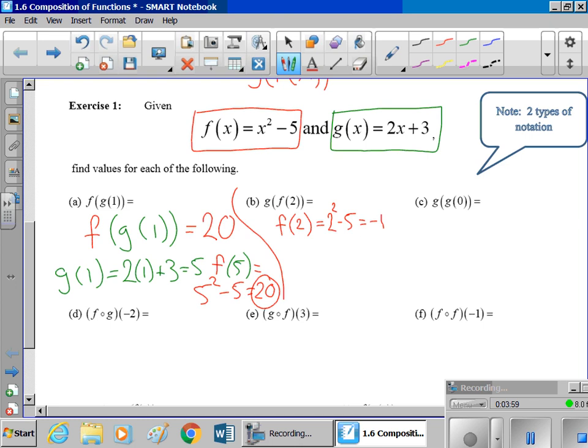Now we're going to take our negative 1 and plug that into our g. So we're going to have g of negative 1, which is 2 times negative 1 plus 3, which is negative 2 plus 3, which is equal to 1. So g of f of 2 is equal to 1.